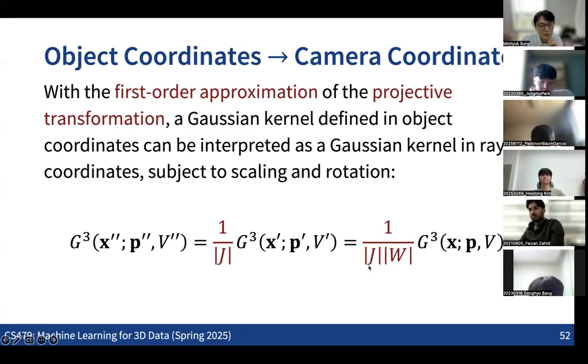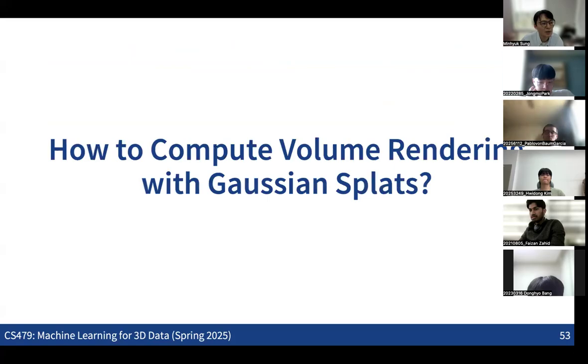Okay. So this is more about how we do a conversion of the coordinate system for the Gaussian kernels that we define in the object coordinates. Then based on that, how can we do the calculation of the volume rendering equation.